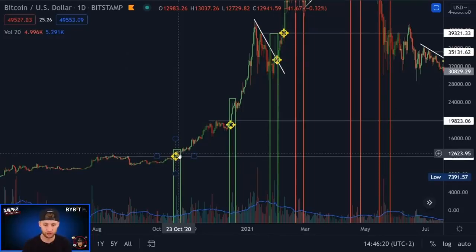What's the next thing you need to look at? You need to make sure that volume is backing that too. So when we get to a very critical level, a breakout of a trend or a breakout of support and resistance, make sure volume is backing it.